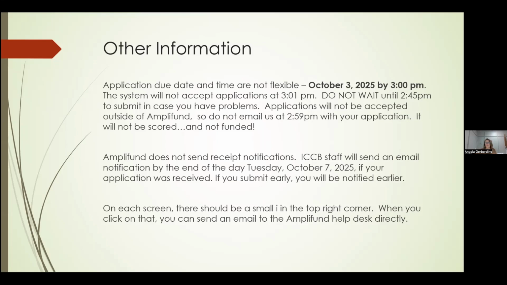On each screen in Amplifund, there is a small letter I in the top right-hand corner. When you click on that, you can send an email to the Amplifund help desk directly. So if you're in Amplifund and you can't get the check mark to show up, or you can't mark as complete for some reason and you don't know what's going on, you can click on that I. If you email me, I'm going to tell you to go into Amplifund and click on the I. So save yourself the email to me and click on the I and send them an email that says, this is who I am, this is what I'm applying for, this is what I'm seeing, what step am I missing?